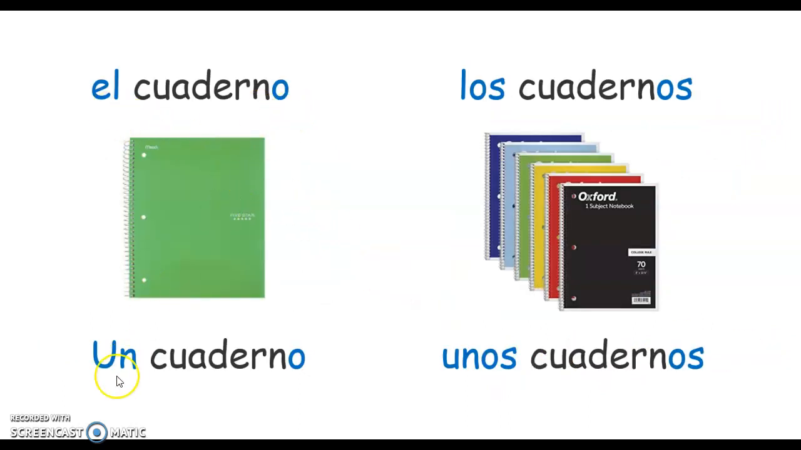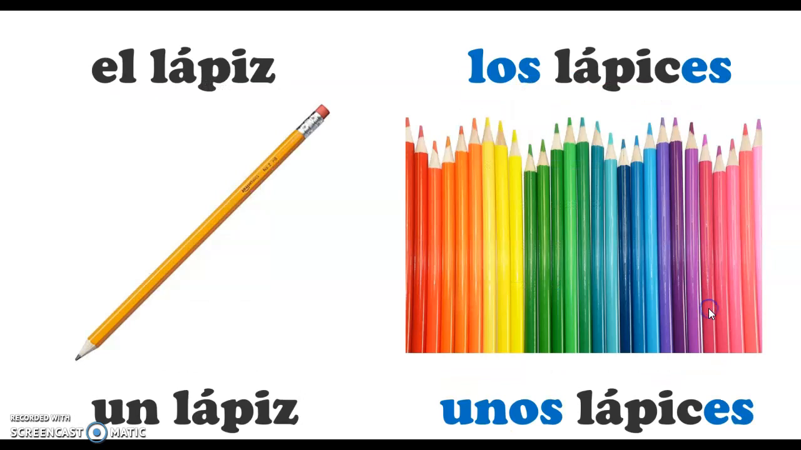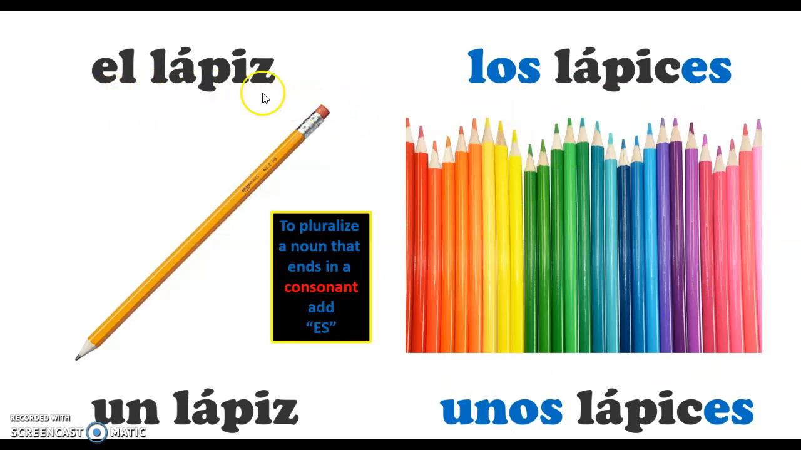El cuaderno. Un cuaderno. Los cuadernos. Unos cuadernos. Now, to pluralize a word that ends in a consonant, you usually add es. El lápiz, los lápices. For some reason, the Z changes to a C, and I can't really give you an explanation for that, but you just have to memorize it. Un lápiz, unos lápices.